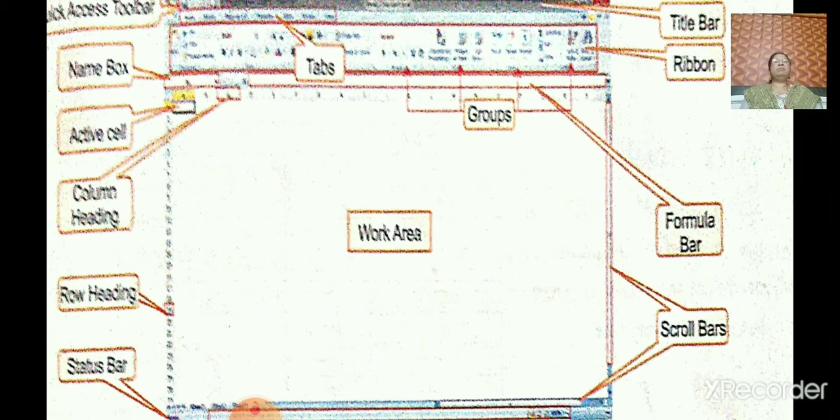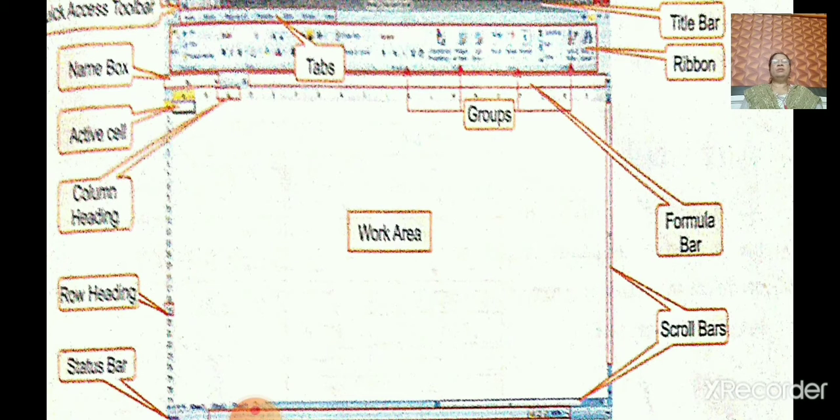Same thing, page up means what? To move one screen up, and page down to move one screen down. Same thing, control home means what? To move to the first cell of the topmost row, that is the first page, and control end to move to the last used cell of the spreadsheet. Suppose you are on the first page and you want to move to the last page of your spreadsheet, you can use control plus end.